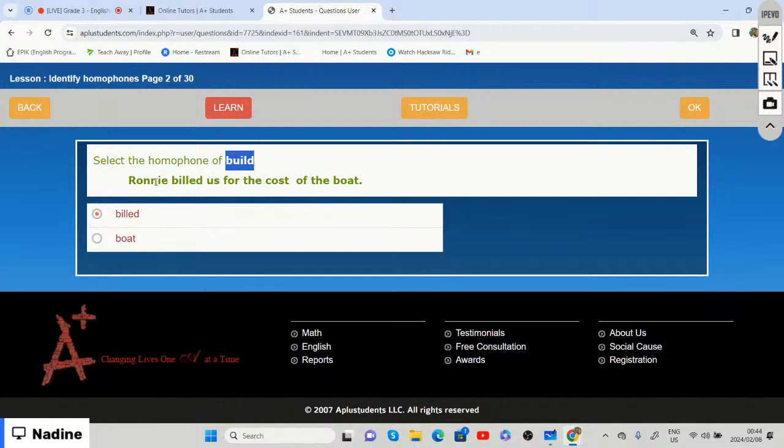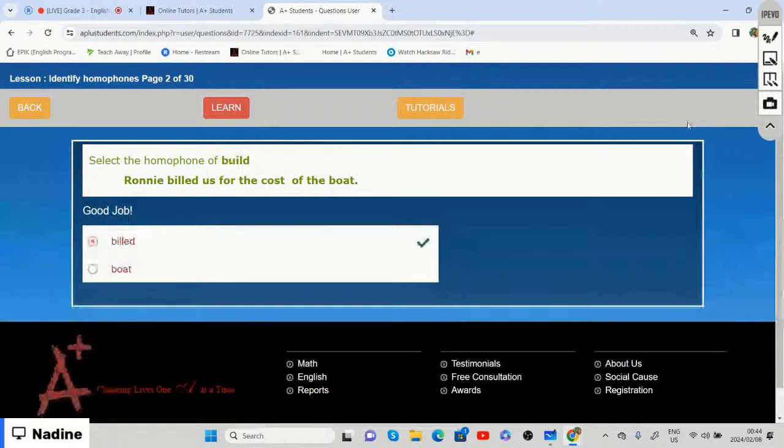So billed is like somebody telling you that this is the amount that you need to pay. It's like going to the shop and getting a quotation. It's like they are billing you for something, right? And billed is correct.